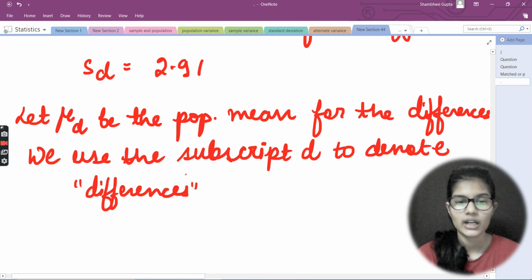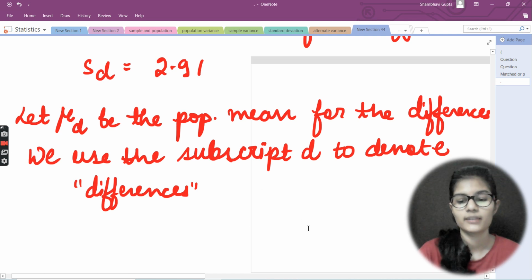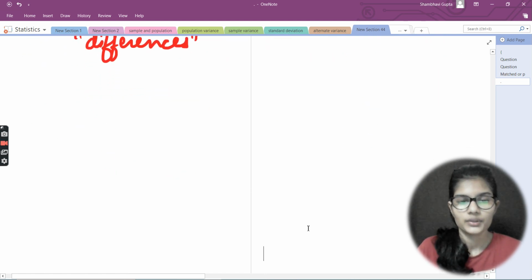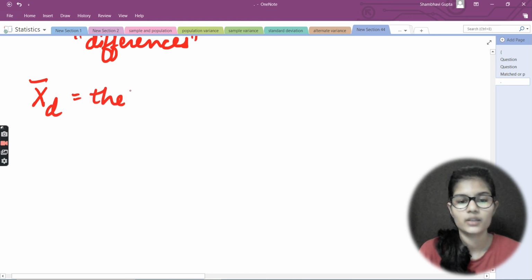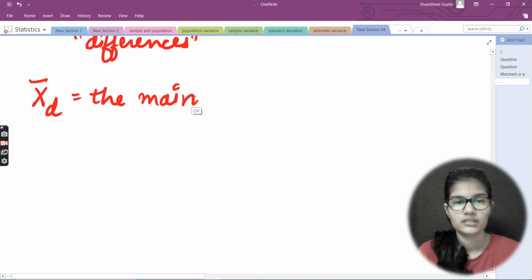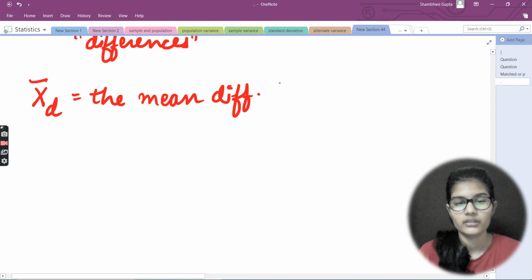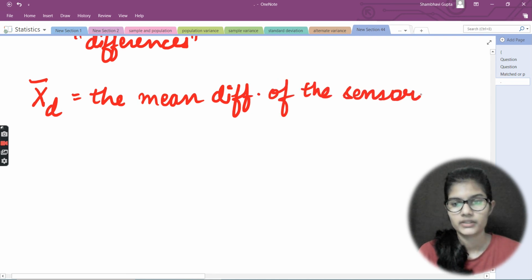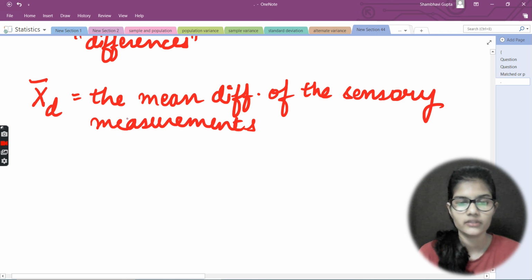After this, we have the random variable, to put out the hypothesis test and apply all of the things. I would write capital X bar d, that is the random variable, and let it denote the mean difference of the sensory measurements.